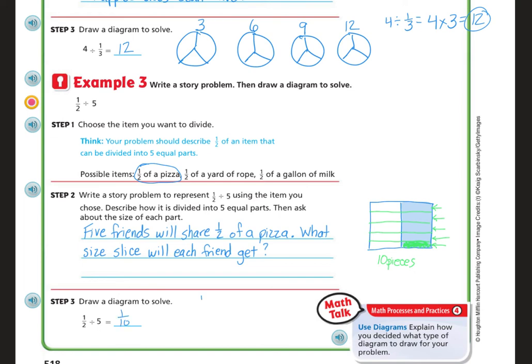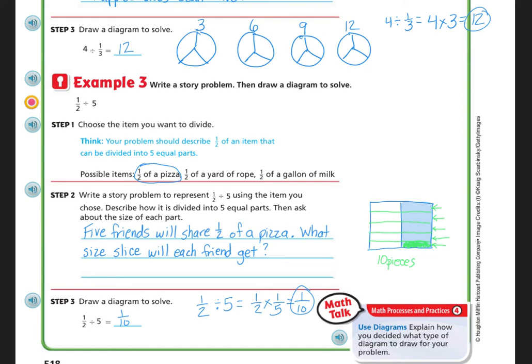Let's check that. Half divided by 5 is the same as skip the half. It stays just the way it is. We're going to flip the 5. So 5 as a fraction would be 5/1. Flip it and we get 1/5 and multiply. When you multiply this, you get 1 times 1 is 1 and 2 times 5 is 10. So you see, my answer is the same, 1/10.